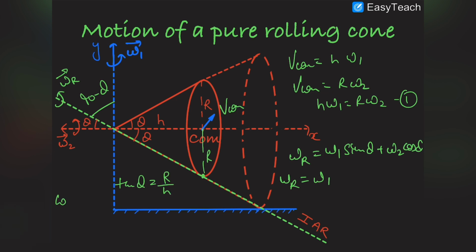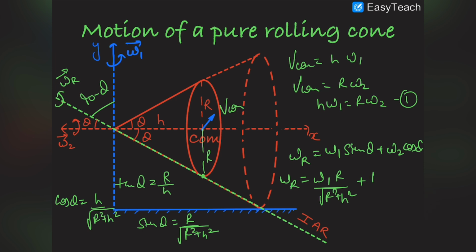So cos theta would be equal to h upon root of r square plus h square, and sin theta will be equal to r upon root of r square plus h square. So you can substitute these values here, and you can see that omega 1 sin theta is omega 1 times r upon root of r square plus h square, plus omega 2, which can be replaced using equation 1 as h omega 1 upon r, times cos theta, which is h upon root of r square plus h square.